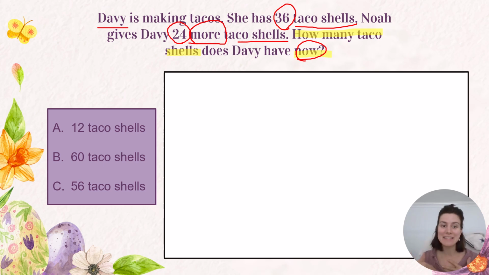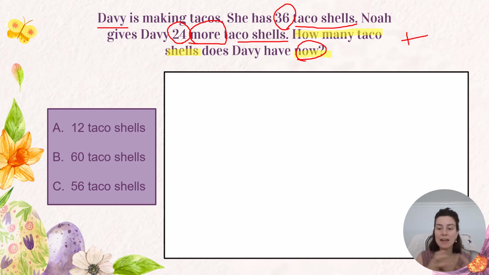So Noah is giving Davy 24 more taco shells, so that's going to add to the amount of taco shells that she has. My question is, how many taco shells does Davy have now? So I need to add the 2 amounts together. Now I know what I'm doing. I completed step 1, understand it. Now I need to move on to step 2, plan it.